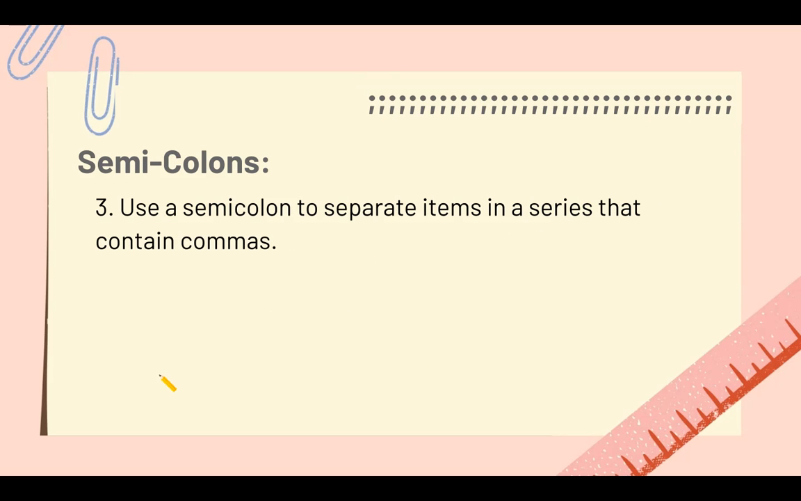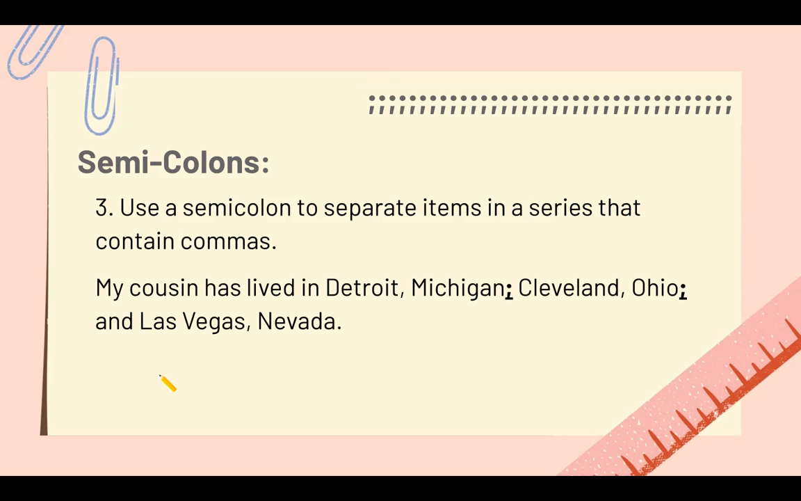Now, the third way is one we have not seen yet. This is when you have a list. You have a list that already has commas, but if we put too many commas, it gets confusing. So you separate items in a list. So let me show you an example. My cousin has lived in Detroit, Michigan; Cleveland, Ohio; and Las Vegas, Nevada. Notice you have city, state, city, state, city, state. And we know that when you have a city and a state, you have to separate with a comma. But to chunk it, we separate each city, state with a semicolon. So it kind of is less confusing. So I know, oh, this goes together and this goes together.